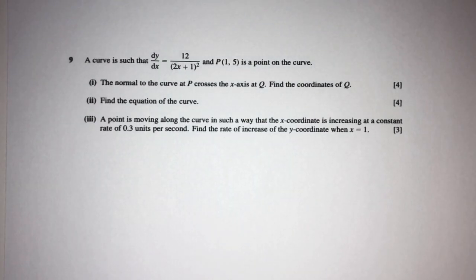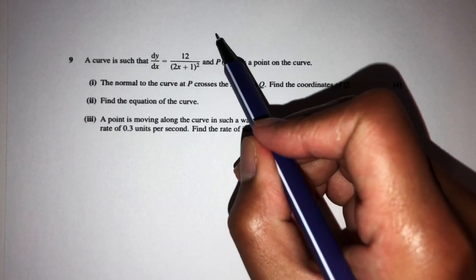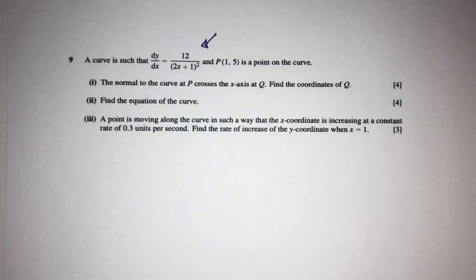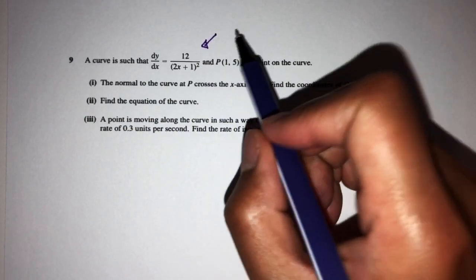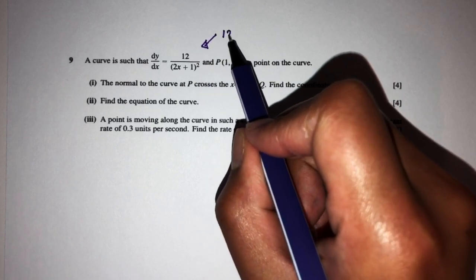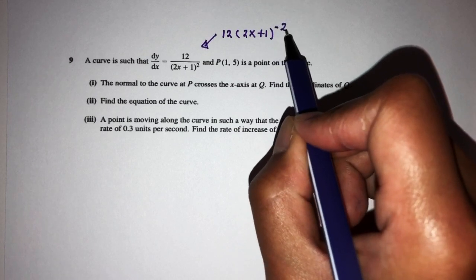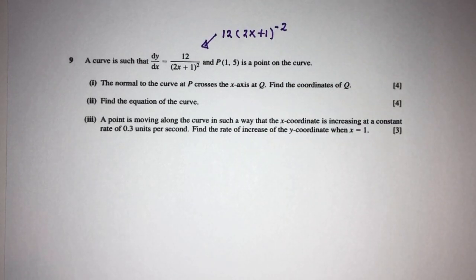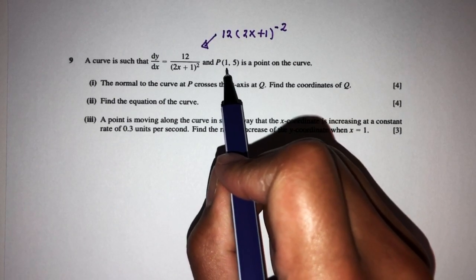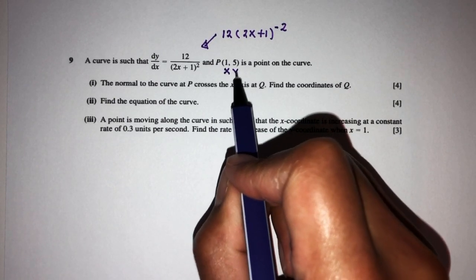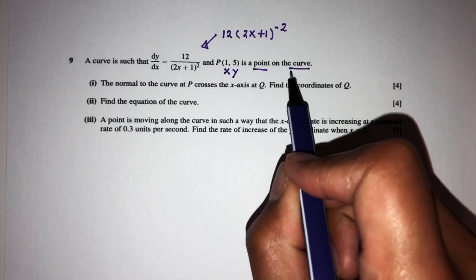So a curve is such that dy by dx is given by this. So we have the rate of change of, that's not the rate, sorry, it is the derivative of y with respect to x. So dy by dx is equal to this one. Now we realize that we can also rewrite this as follows. It can be written as 12 times 2x plus 1 power minus 2. Okay, so this is another way of writing the same equation. Now we know that the point P, which is 1, 5, which is the x value here, and the y value, is a point on the curve.